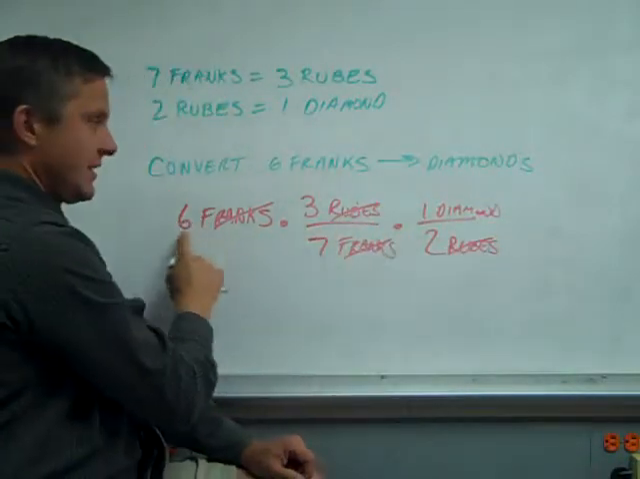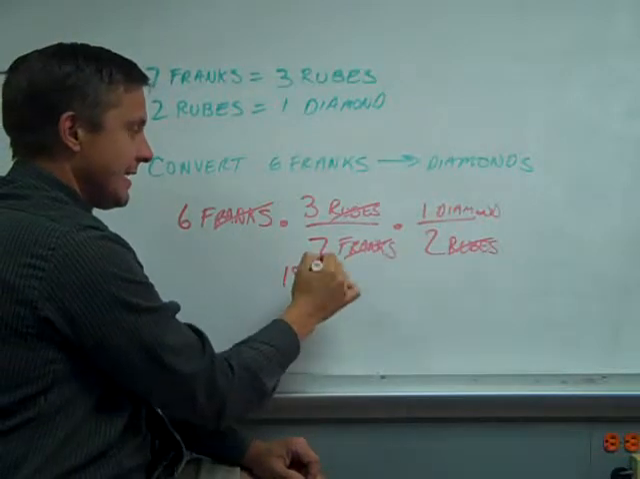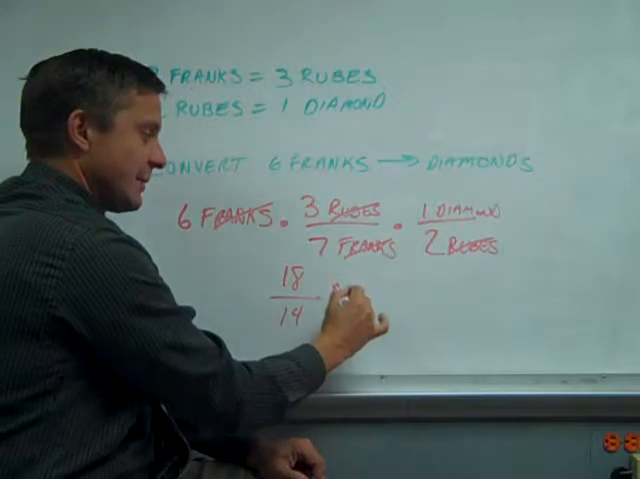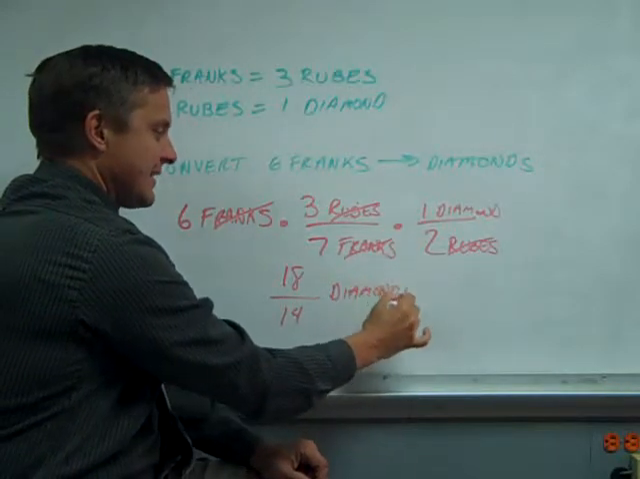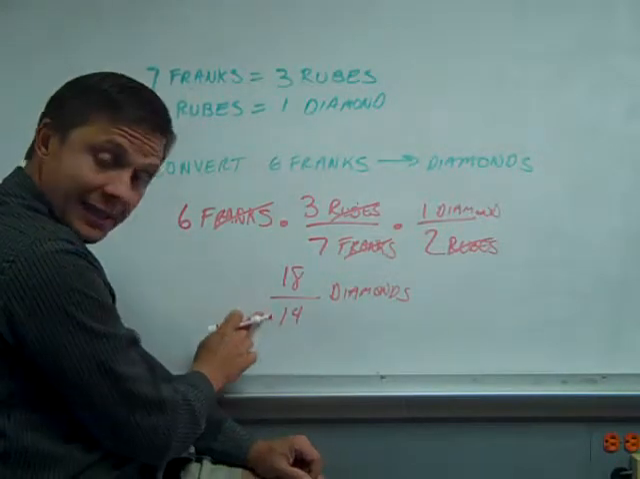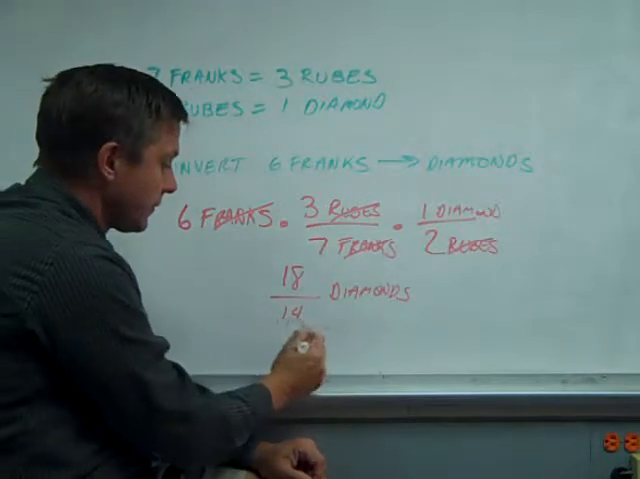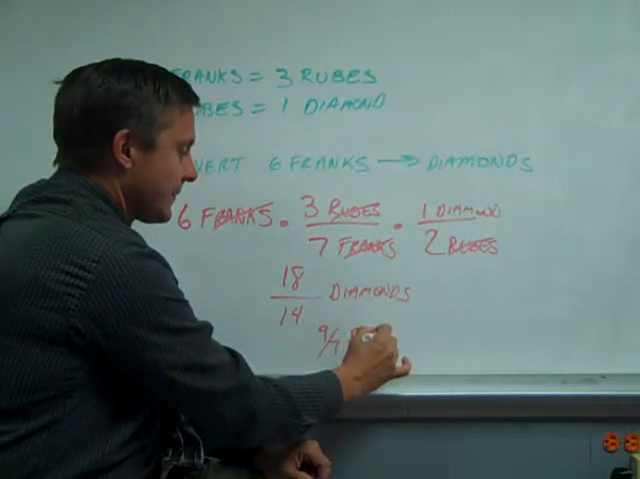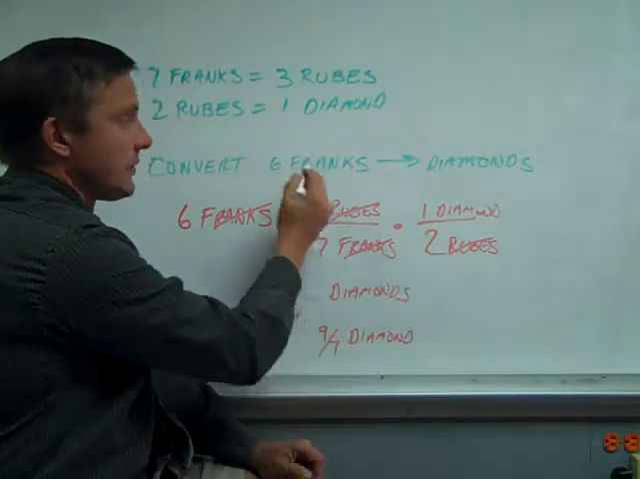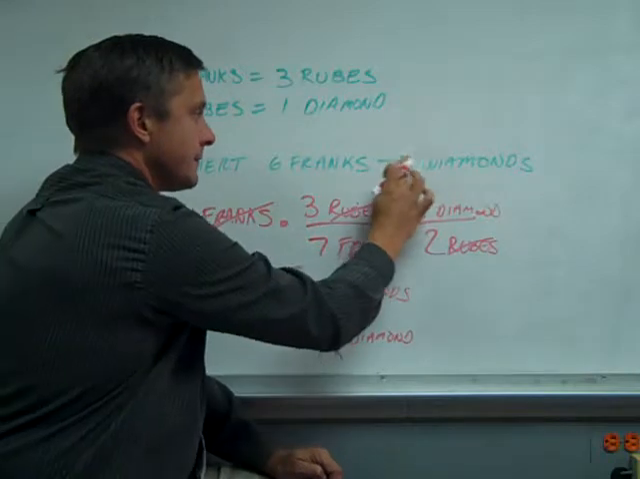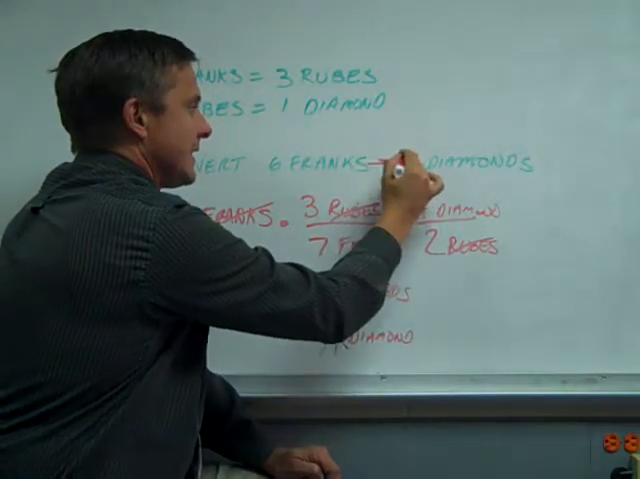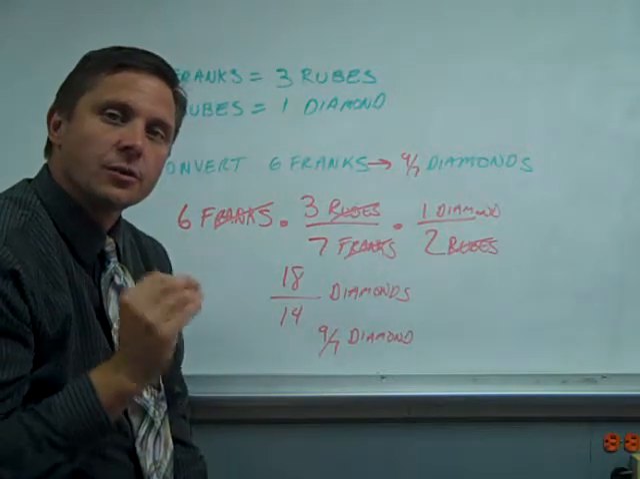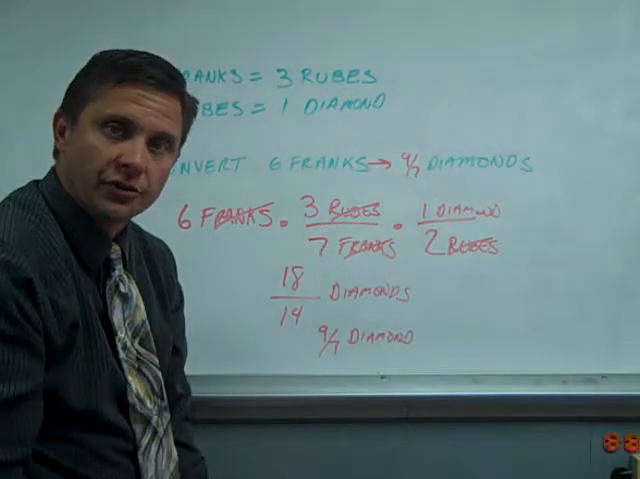So for this problem, 6 times 3 times 1, 18. 7 times 3 on the bottom, in the denominator, 21. The unit is diamonds. And again, if I simplify this, they're both divisible by 3. I get 6/7 of a diamond is equivalent to 6 francs. The big thing when making conversions is realizing that the units need to cancel, and units are simply factors.